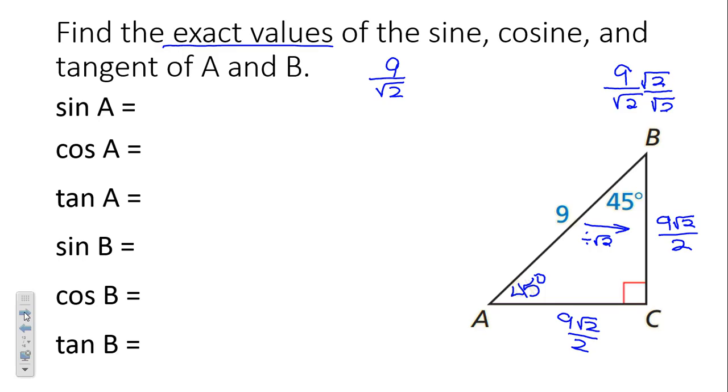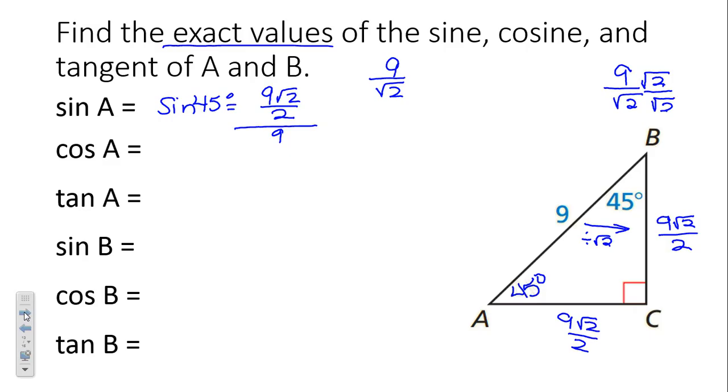Now we're ready to talk about the sine of angle A. So this angle is 45 degrees. The sine of 45 degrees will be equal to what over what? Opposite over the hypotenuse. Which one's opposite this 45 degree angle? 9 square root of 2 over 2. Which one's the hypotenuse? The 9. And that's a mess. This is as hard as you're ever going to see. I'm never going to give you anything this tough on the test. But I want you to practice it and see it.